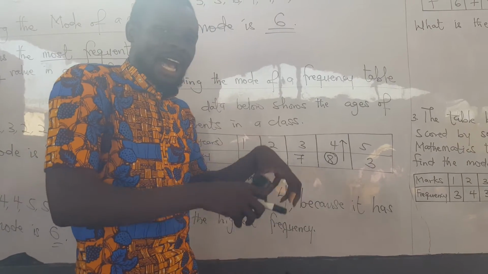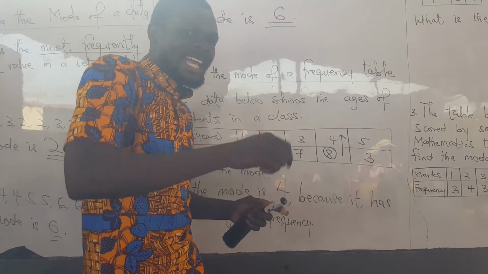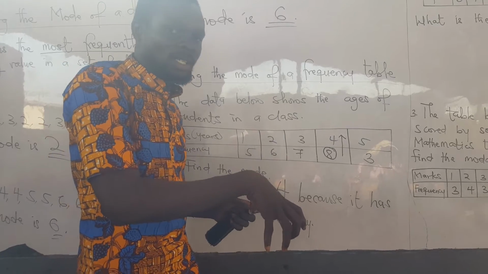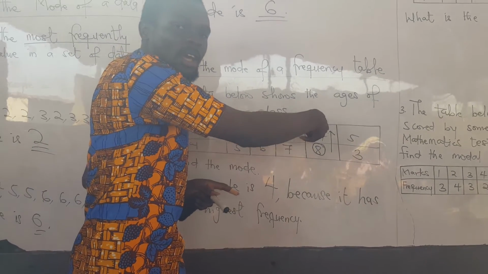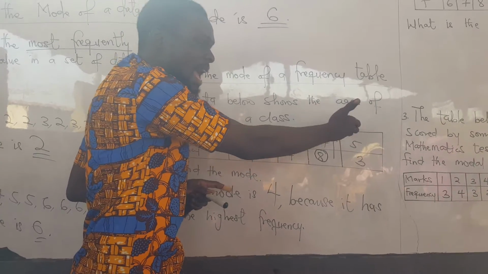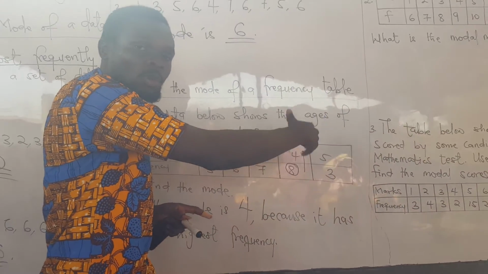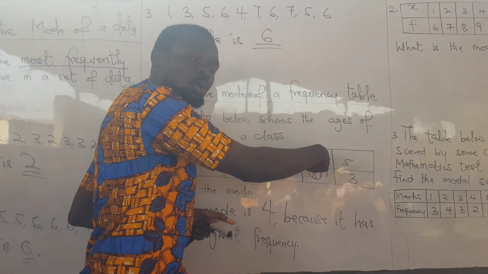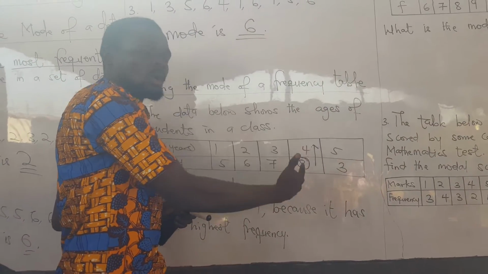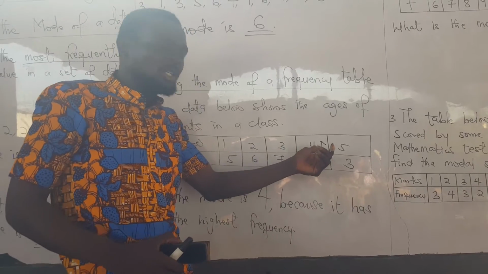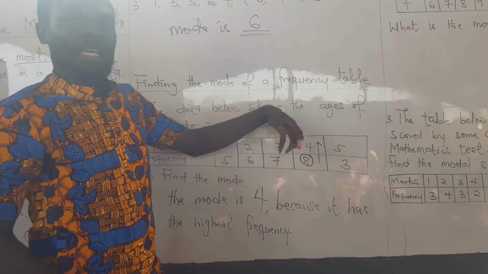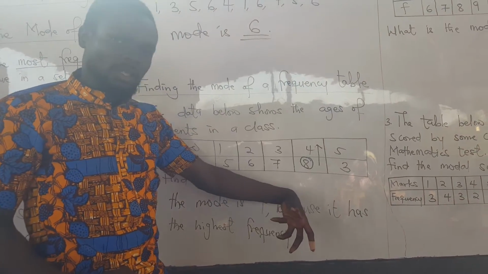If you get that highest value or the highest number on the frequency lane, then you link it to its corresponding value. It could be age, it could be scores, it could be weight. You just link it to the one up there or the one to the left. Then you say that the mode is that value because it has the highest frequency.